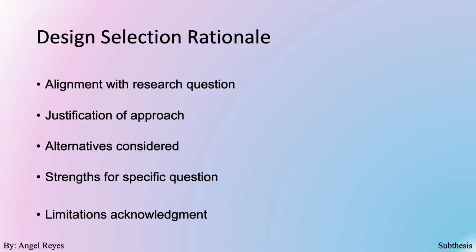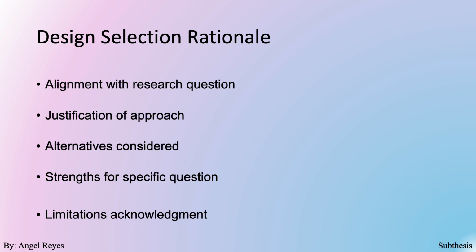Start by explaining the design you've selected, qualitative, quantitative, or mixed methods, and how it aligns with your research question. Clearly justify why this approach is the best fit for your goals. Briefly mention alternative designs you considered and why they were not chosen. Highlight how your selected design allows you to explore your topic effectively.